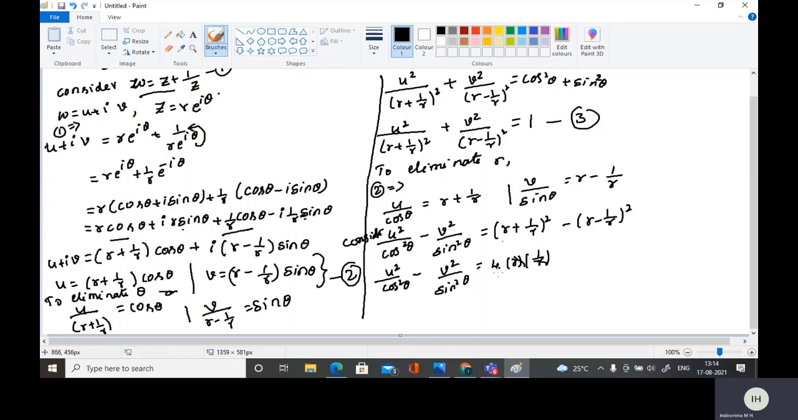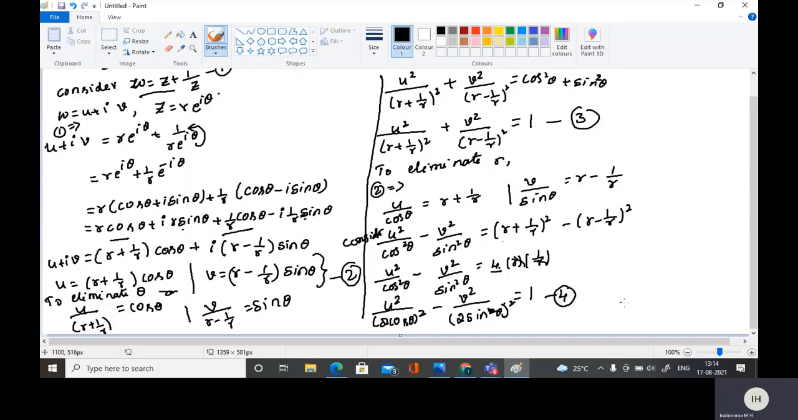So next, this 4 I will take to the denominators, cross multiply. So it becomes u square by (2 cos theta) whole square minus v square by (2 sin theta) whole square is equal to 1. 4 can be taken as 2 whole square. Call it equation number 4.